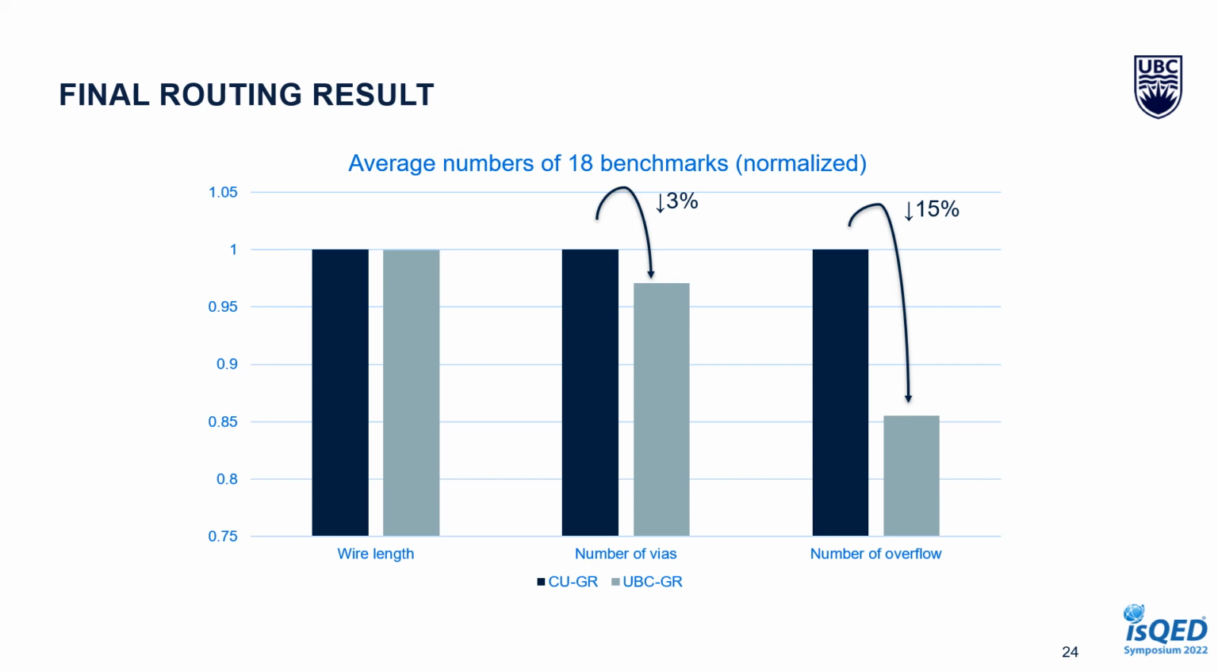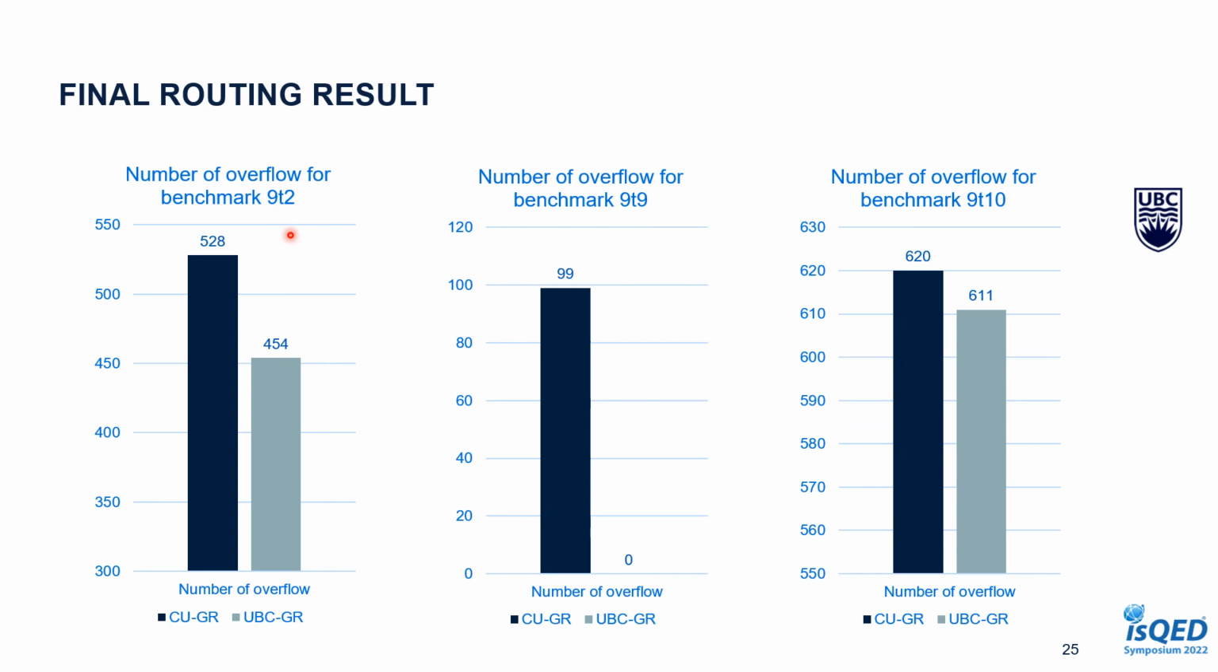And if you still think it's not a huge improvement, please keep it in mind that CUGR is already a very good global router, and ISPD benchmarks are not so hard for it. So among all these 18 benchmarks, only 3 of them had overflows, which are 92, 99, and 9010. And for all these 3 benchmarks, our UBCGR reduced the number of overflows of them, especially for 99. CUGR had 99 overflows, but our UBCGR had 0.